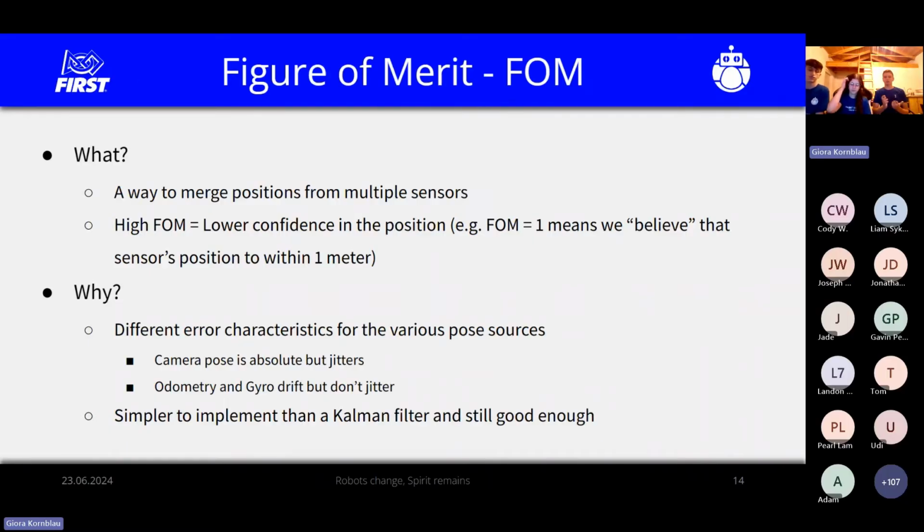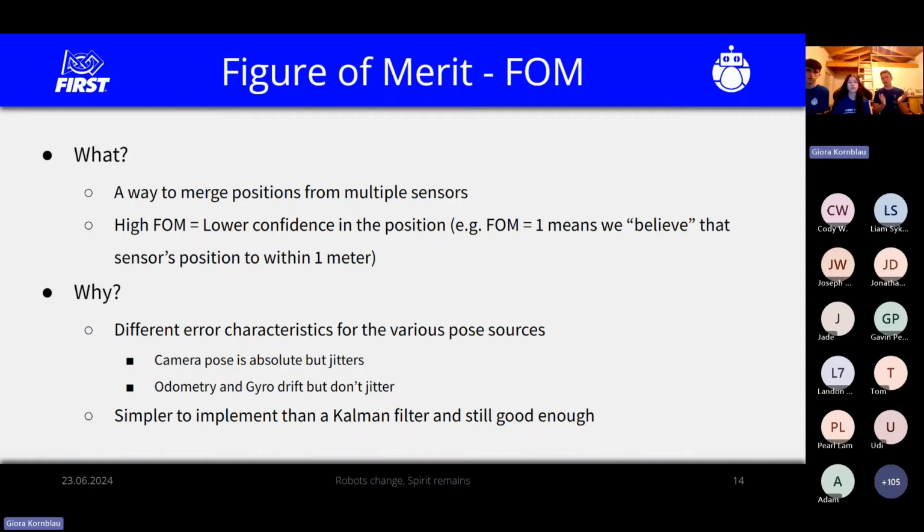So what does figure of merit for a sensor mean? It basically means how much the sensor believes that its position is accurate within some range. For example, as you can see in the slide, a FOM of 1 for, let's say, the odometry means that the sensor's position is accurate to within 1 meter.